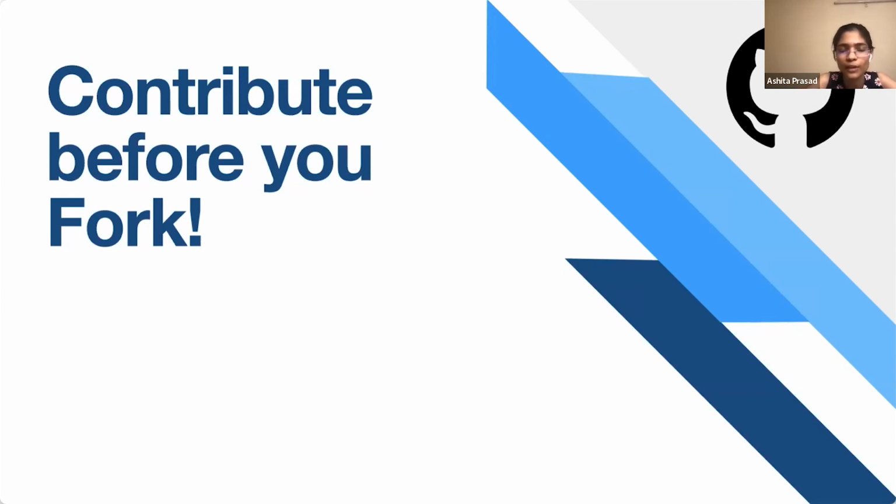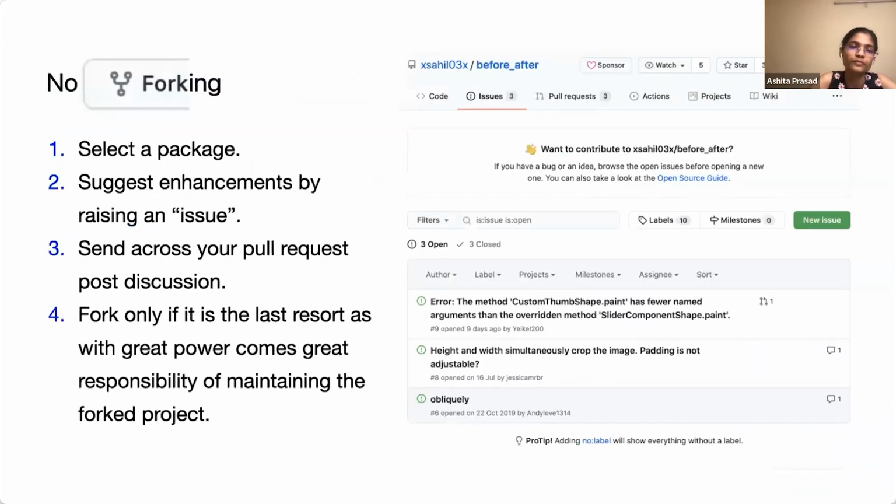So whenever you see a package, do not fork it first. Like your first instinct should not be to fork it, because forking any open source project is a major responsibility. So always try to contribute before you fork. So you can select a package and you should suggest enhancements on it by raising an issue. Send across your pull request to the project owner post discussion.